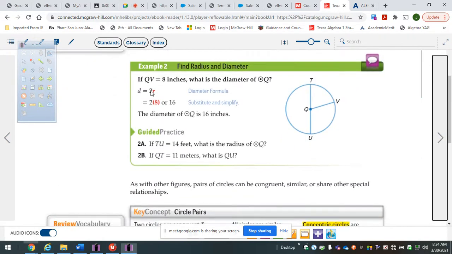Real quick, if they gave us QV, and QV happens to be a radius, then QT is another radius, also 8. The distance from T to U, which is collinear radii, meaning they're in a straight line, is a diameter. So from here it is 8 plus 8, 16, okay? And that's about it.